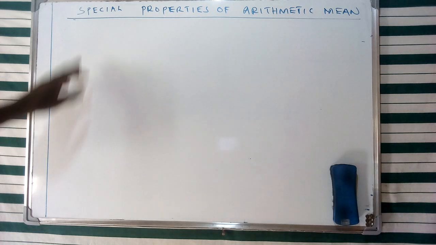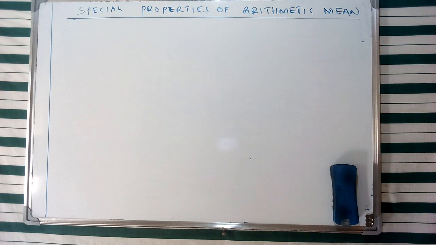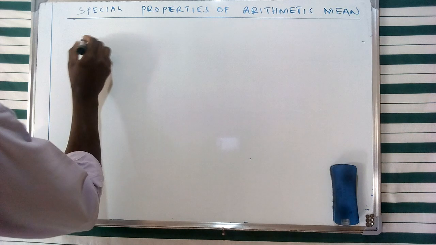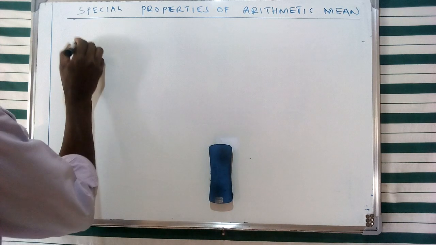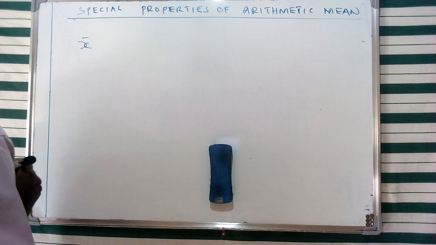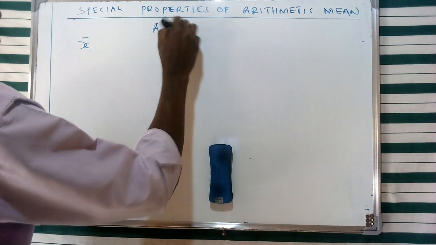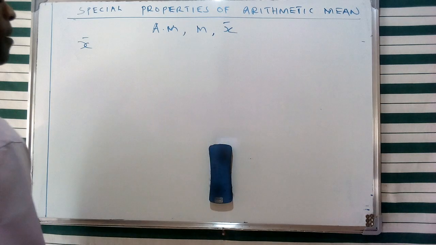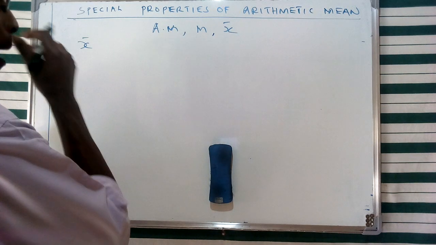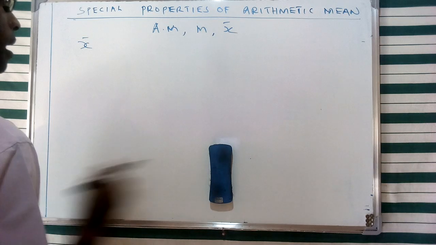Now in this case, I'm going to look at the special properties of the arithmetic mean. From our last discussion, we had defined the arithmetic mean as the sum of the magnitude of items divided by the number of items. We had used two specific representations for this mean, using this specific notation. I have said that we can give the abbreviation for the arithmetic mean in terms of these three notations: A, M, or X bar.